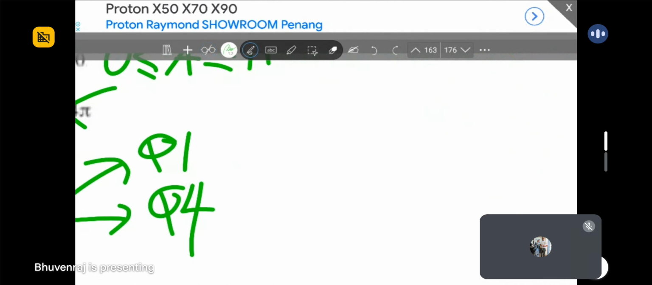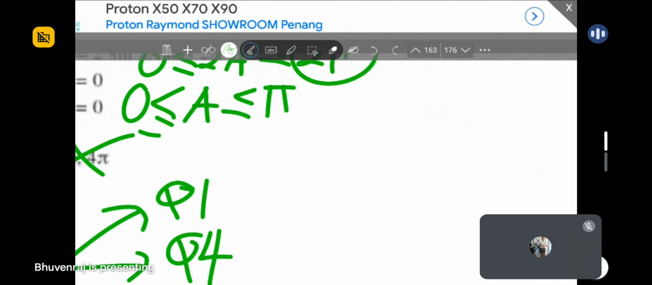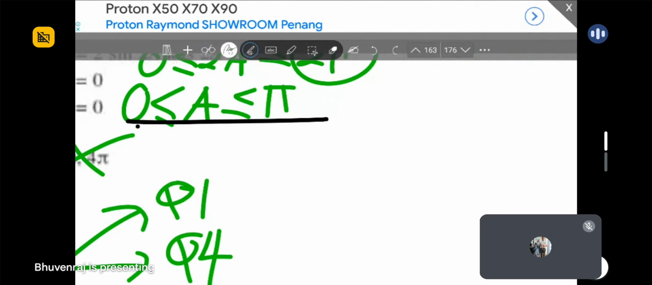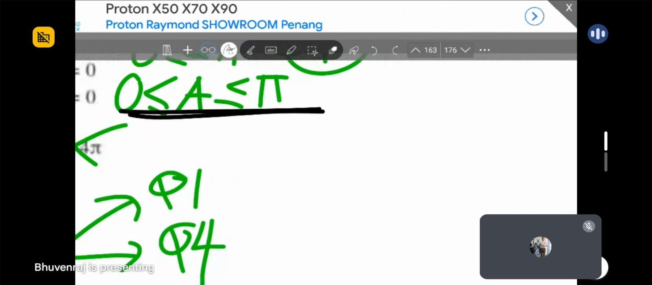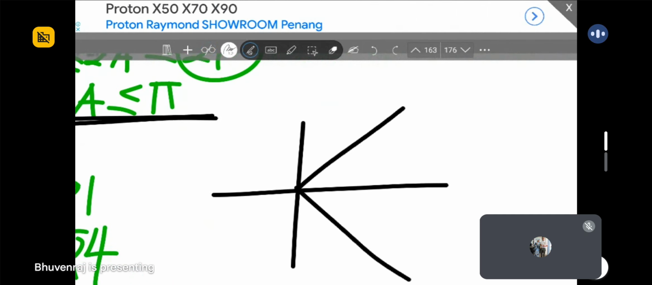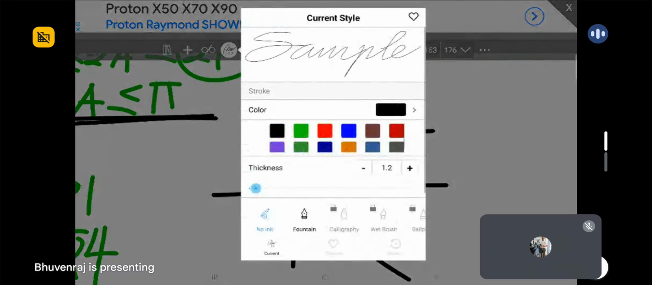Okay, since the question gives the range in radian, julat dibagi dalam unit radian, it means your working must also be in radian. So you can draw quadrant 1 and 4. So pi over 3, pi over 3. Okay, so how do we measure the angle?